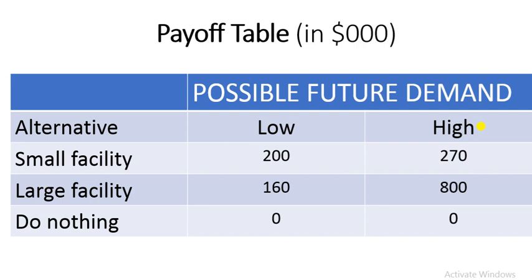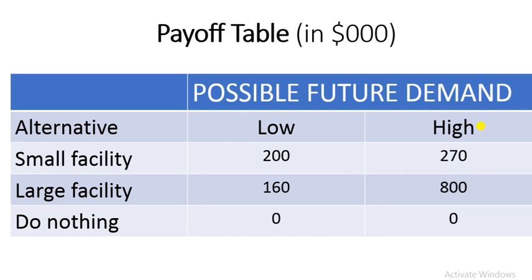The next alternative is the large facility, where you can see that your payoff would be $160,000 if the company has low demand, and if the company has high demand, the payoff would be $800,000. In the last column, he is talking about a third alternative, which is do nothing.